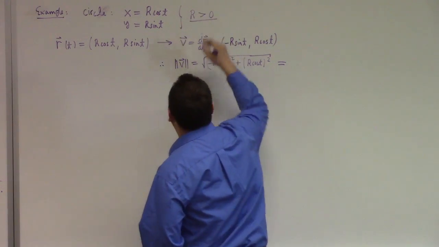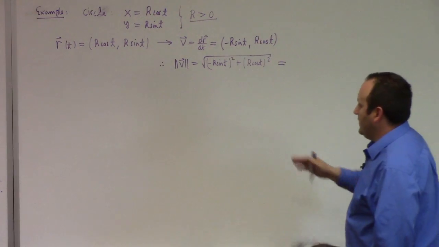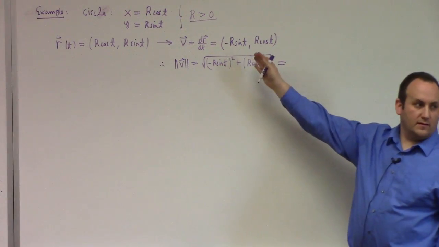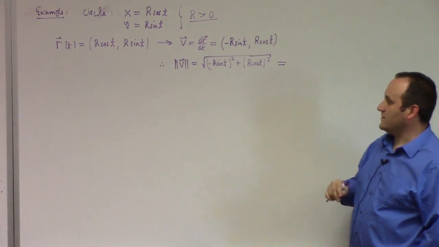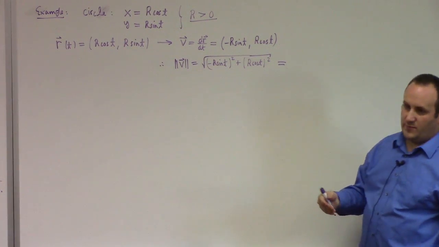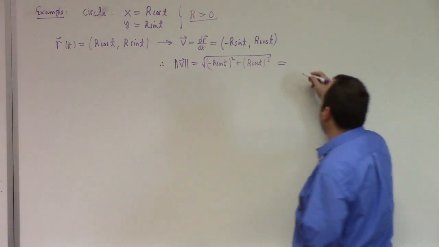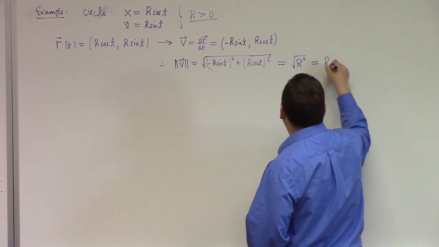We assume r is positive, so as to avoid annoying cases to talk about. So what happens here? You get r squared sine squared t plus r squared cosine squared t, which is just what? Sine squared plus cosine squared is 1, right? So this simplifies to the square root of r squared. R squared being positive, this is just r. So the speed is r.